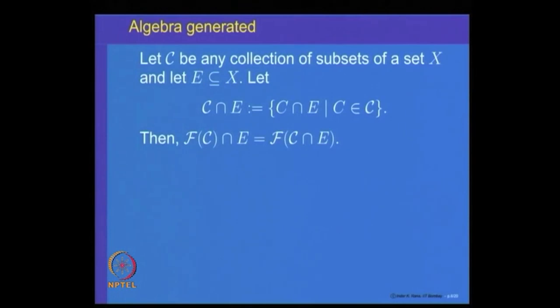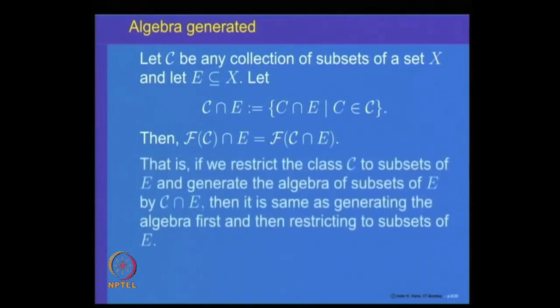So, what we are saying is, given a collection C of subsets of X, if we restrict the class C to the subsets of E and then generate the algebra of subsets of E, that is the same as first generating the algebra and then restricting that class of sets to E. This is going to be very useful later on when we want to restrict a collection of sets to subsets of it. Okay. So, let us just conclude what we have done today.